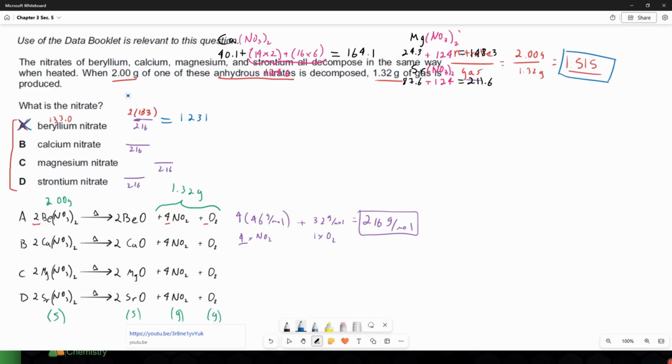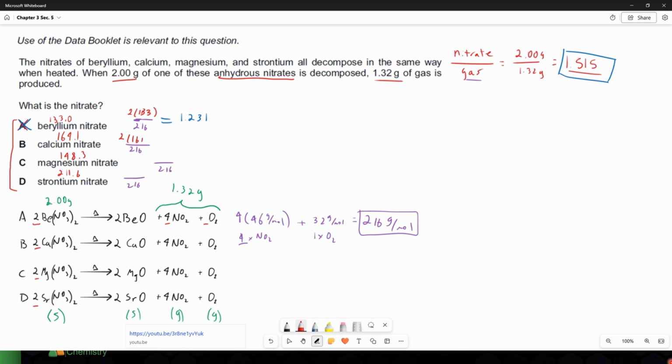It's kind of hard to read because it overlaps, but the molar mass of calcium nitrate is 164.1. Let's do this in red. Molar mass of magnesium nitrate is 148.3. Molar mass of strontium nitrate is 211.6. So now that we have those, all we have to do is multiply those molar masses times 2, because again, there's a 2 coefficient in every single one of the reactions here.